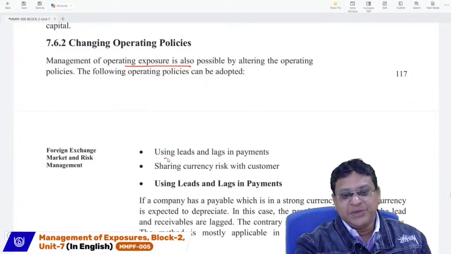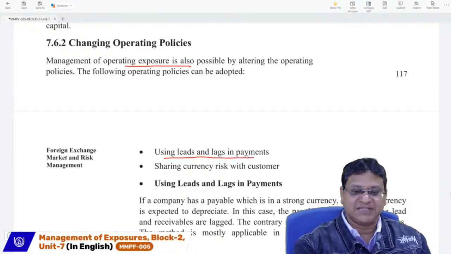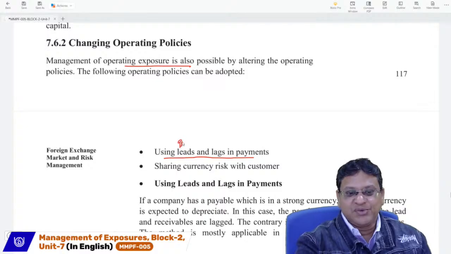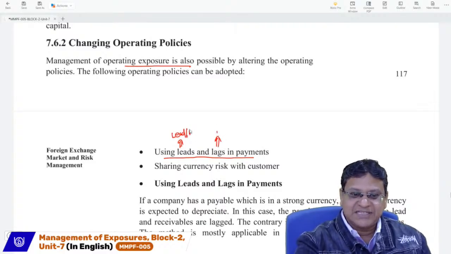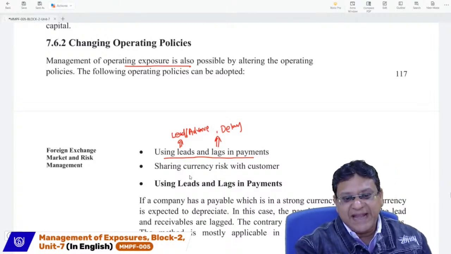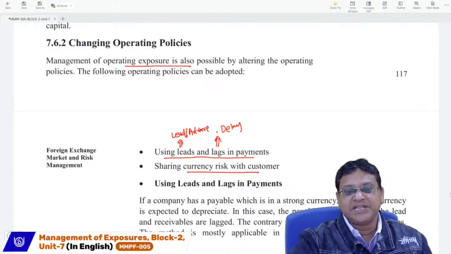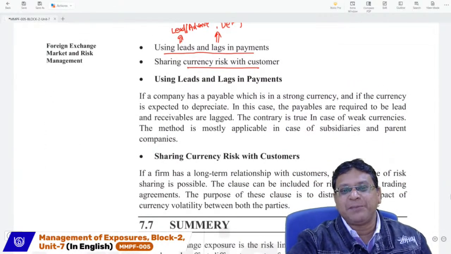It can be by using lead and lag in payments. Lead means advance, lag means delay. You can lead certain payments or you can lag certain payments. You can adopt lead and lag payments. You can share currency risk with customers. What are these two things? We will discuss. First, lead and lagging payments.